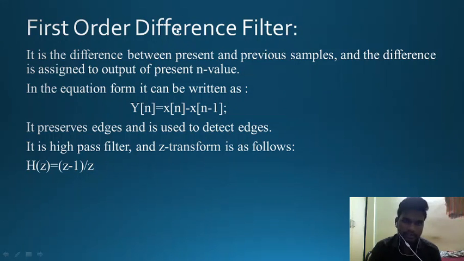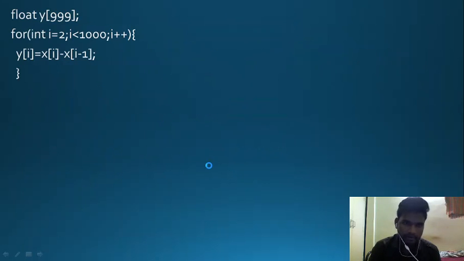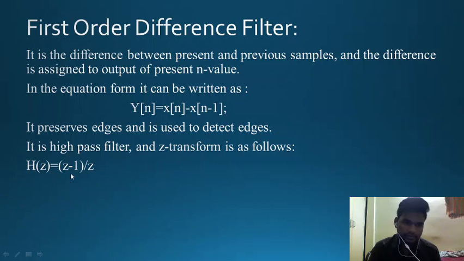And this is the first order difference filter. It is the difference between the present input and the past input. The equation is y of n equals x of n minus x of n minus 1. This filter preserves the edges and is used to detect edges. It is a high pass filter, and if we apply the z transform to the equation, we get H of z equals z minus 1 by z. From the z transform, we can tell that the filter has a zero at z equals 1 and a pole at z equals 0.